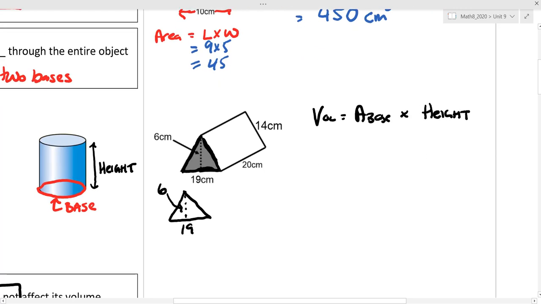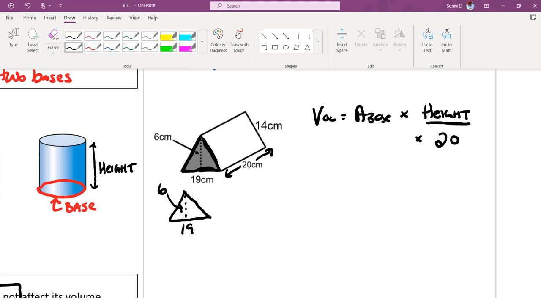Okay, what would our height be? That would be 14, or no, 6 centimeters. No, the height of the prism. 20. The 20, the distance between the two bases. How far would it get pushed through? That's 20. So I'll just put the 20 in here right now, and we're going to calculate the area of the base.